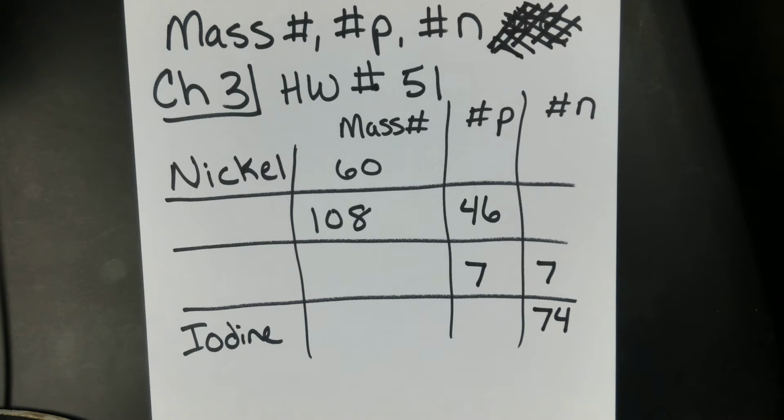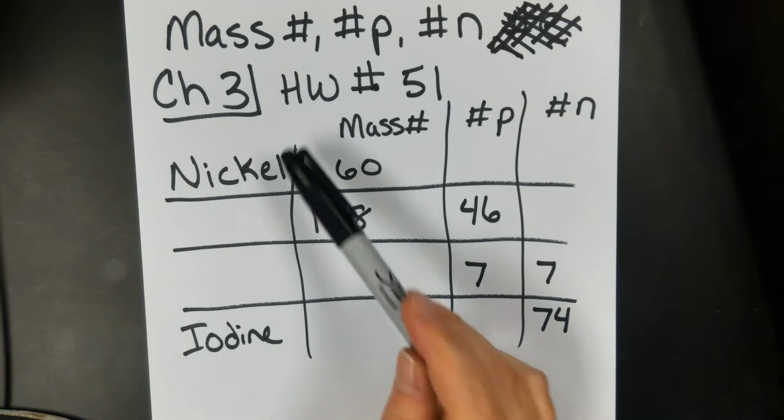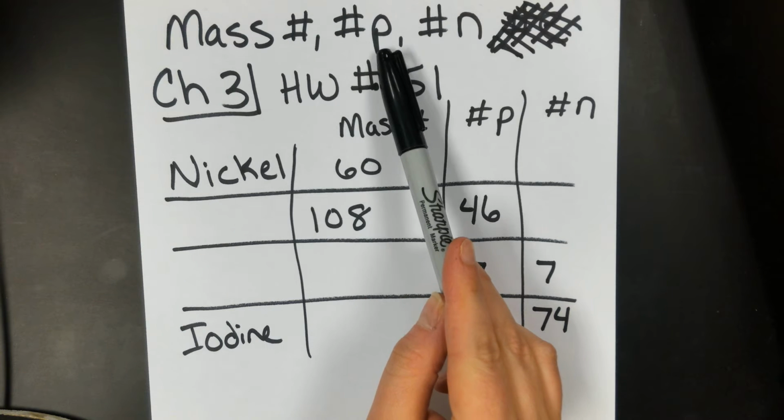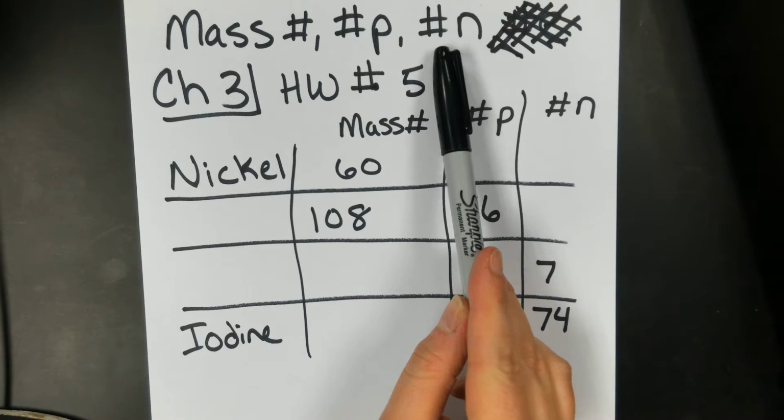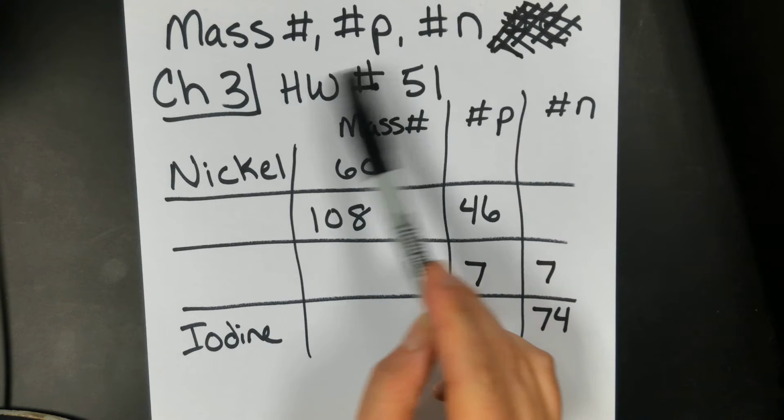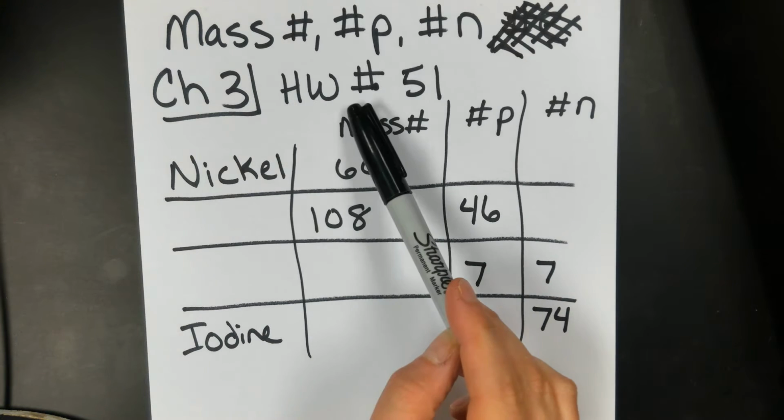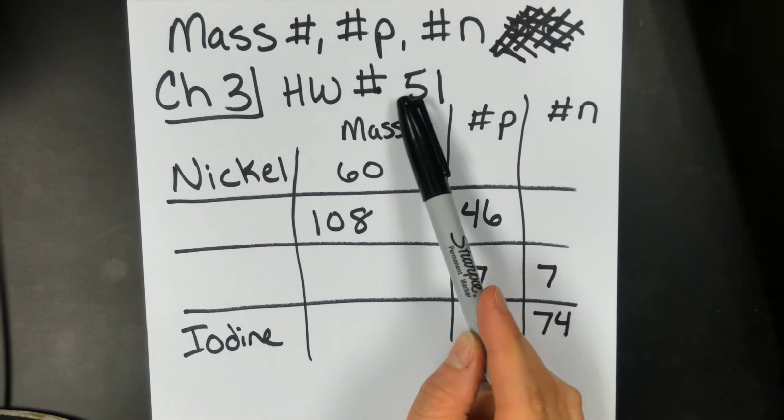For this video, for my Chem 101 students, we will be doing the not so daunting task of determining mass number, number of protons, and number of neutrons for different isotopes. This is with regard to chapter 3, and this is homework number 51.